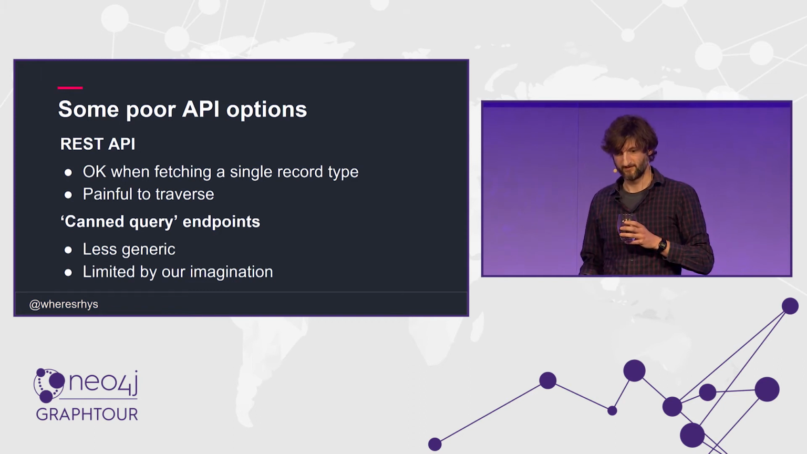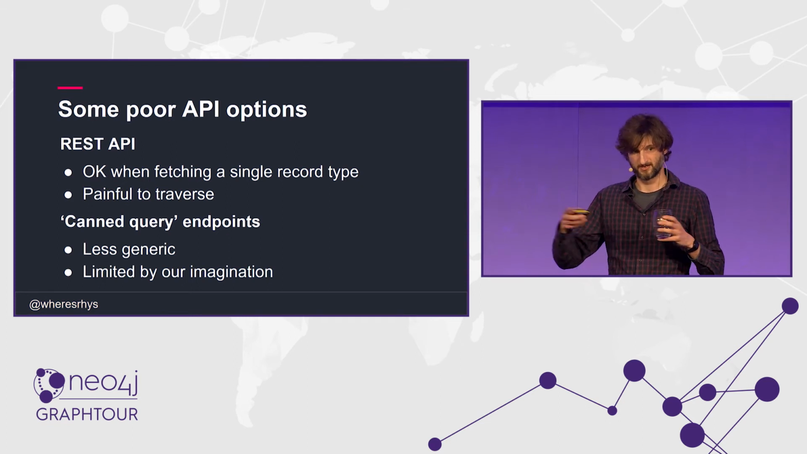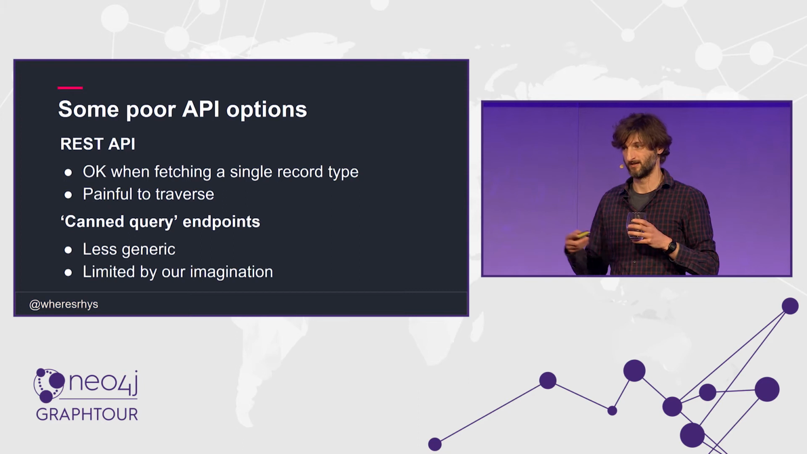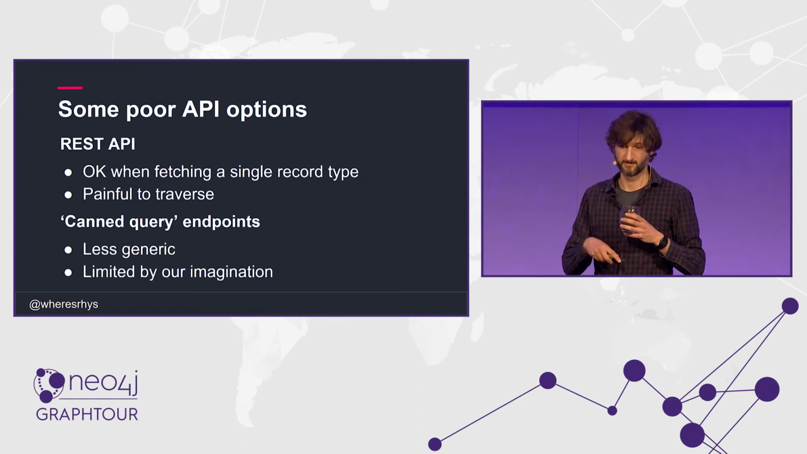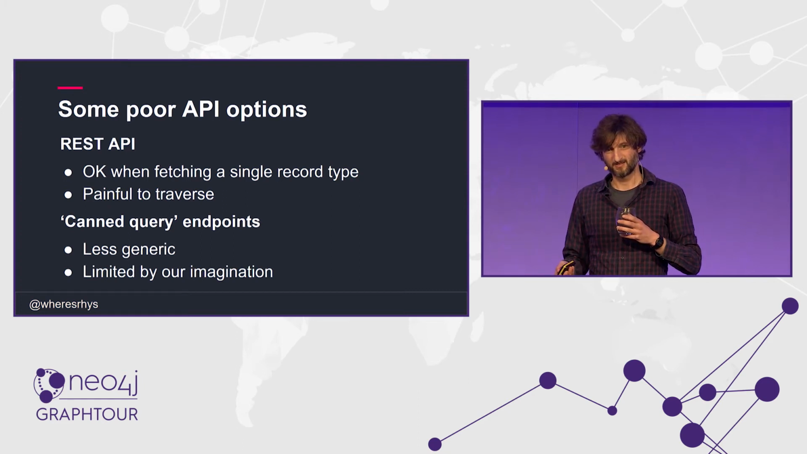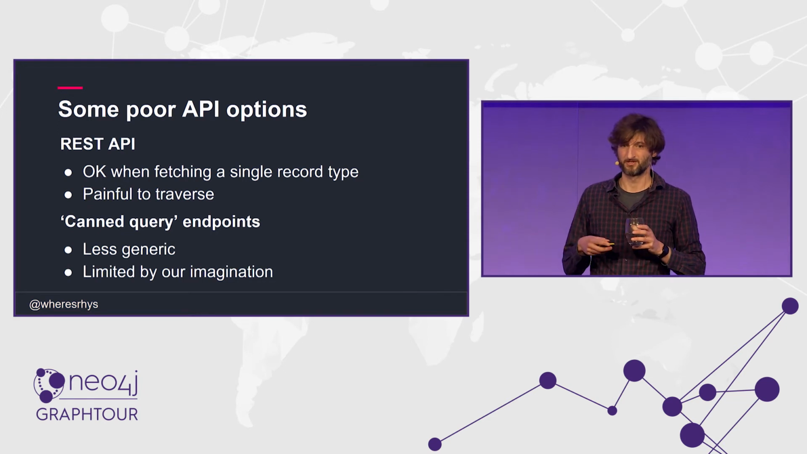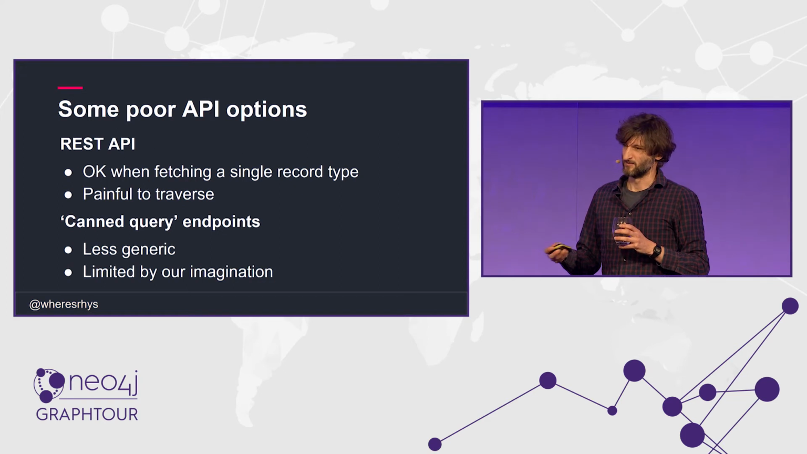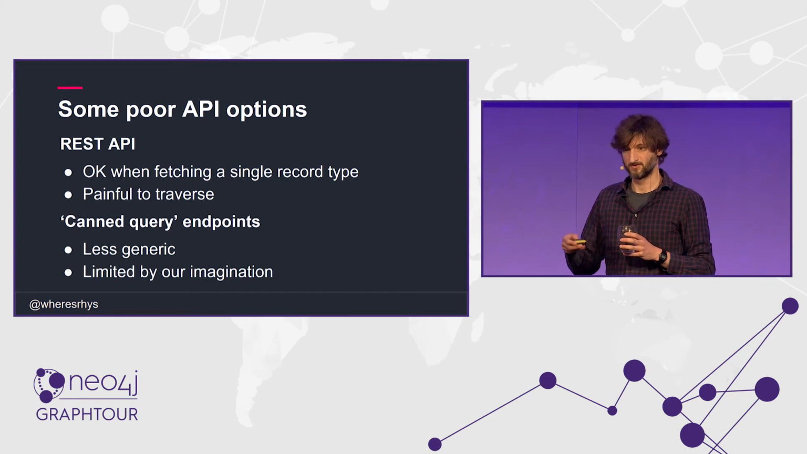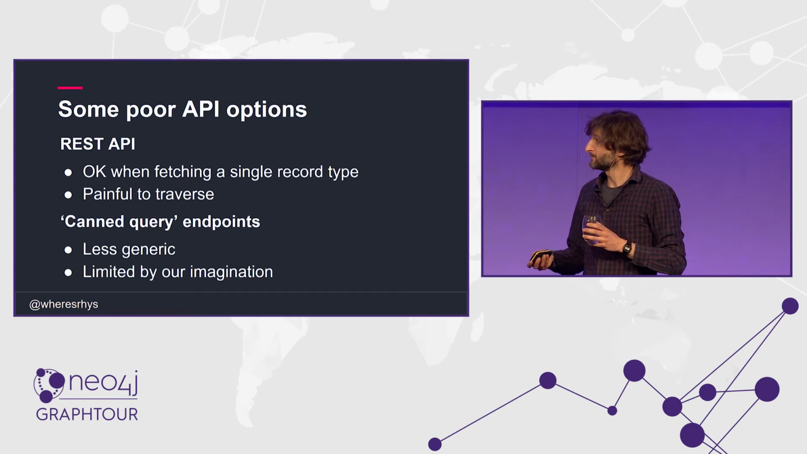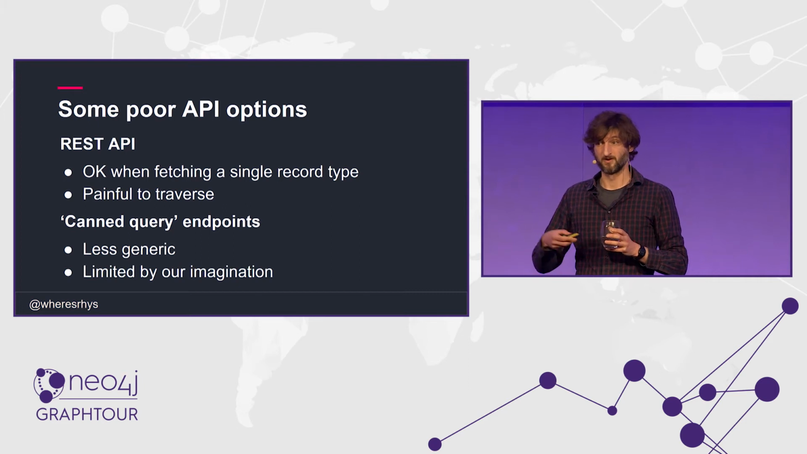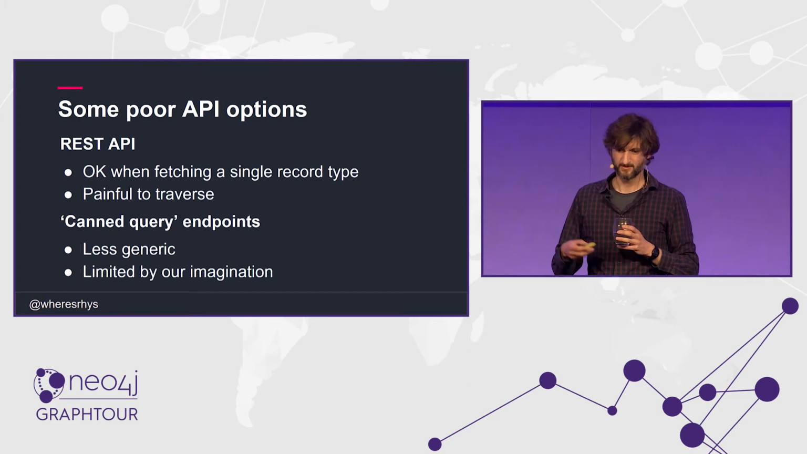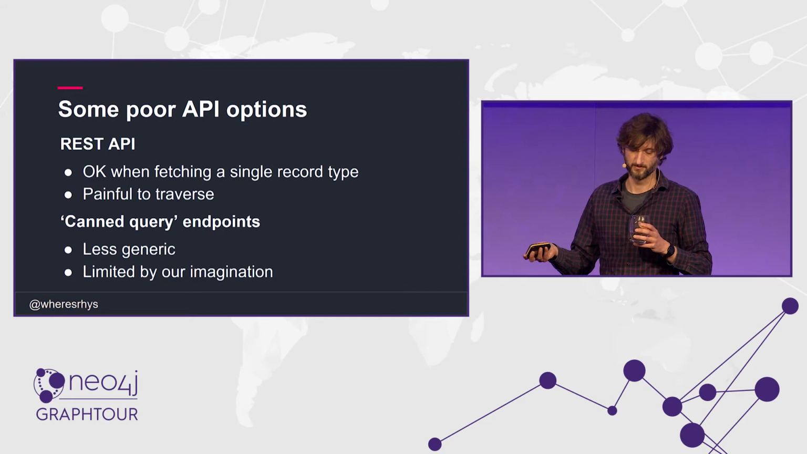So we did consider having canned query endpoints. These basically mean you write a query with some placeholders in it, and the user makes a request, passing in some parameters. But this kind of takes it away from being a generic solution to being something that's limited by our imagination. We're just making assumptions about what our users are going to want to do. And at some point, we'll be wrong, and we won't have built what they need. So that's not really future-proof either.